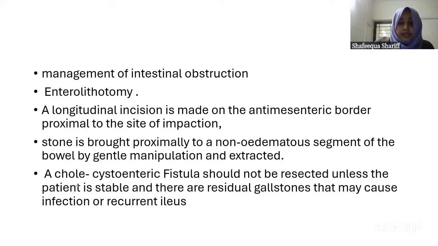You should not resect a cholecystoenteric fistula unless the patient is stable. And the residual gallstones may cause infection or recurrent ileus.